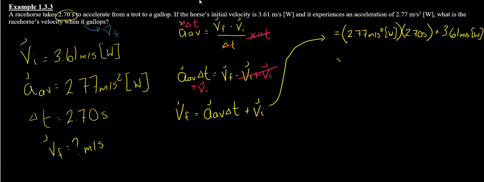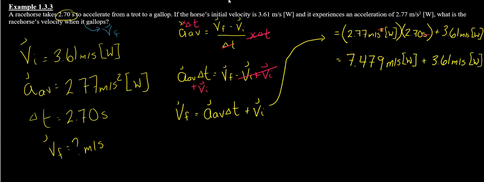Okay, so 2.77 times 2.70 gives me 7.479. Notice if we look here at the unit analysis, you get meters per second squared multiplied by seconds. So that cancels one second there in the denominator. So you're left with meters per second in the west direction, which is exactly what we want, because then we can simply just add our initial velocity of 3.61 meters per second west.